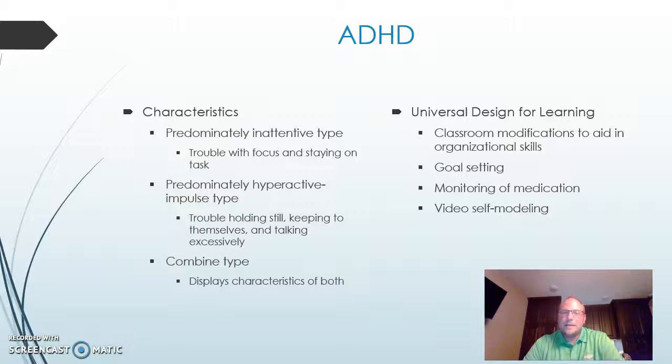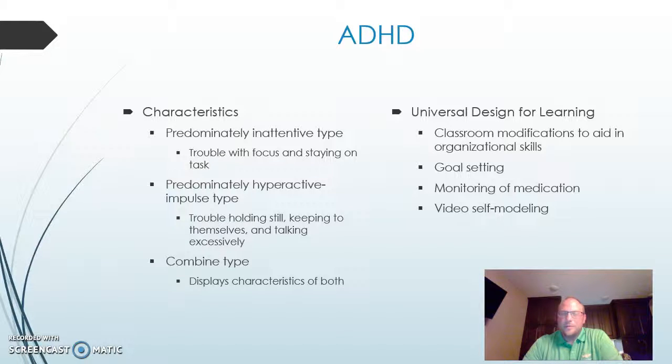ADHD, there's two main types of ADHD. There's a predominantly inattentive type. These students have trouble focusing, staying on task, being organized. The hyperactive impulsive type, these students have trouble holding still, keeping their hands and feet to themselves, talking out of turn, talking too much. And there's also students that do struggle from both of these types.